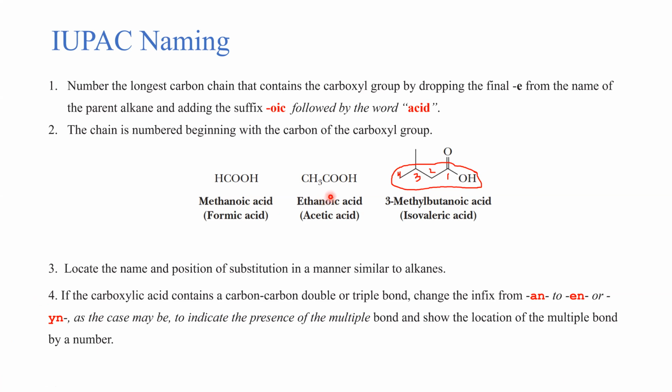So we have to remove that E, we have to replace that E from the name of the parent alkene and add the suffix oic and the word acid. So this is ethanoic acid, and its common name is acetic acid.